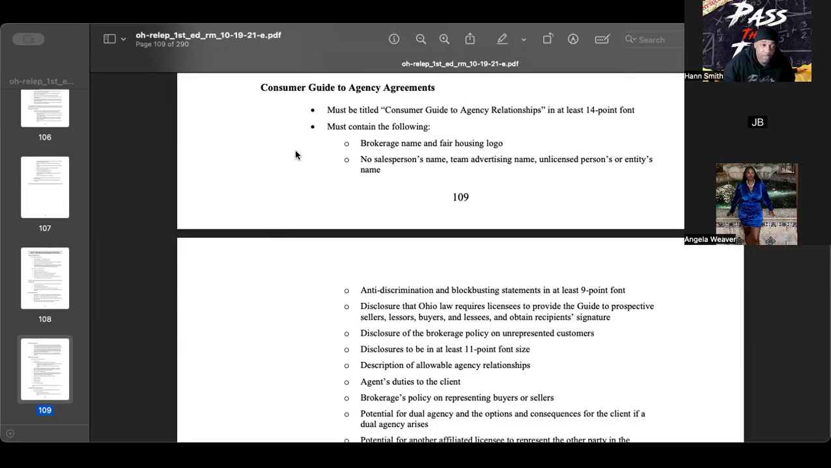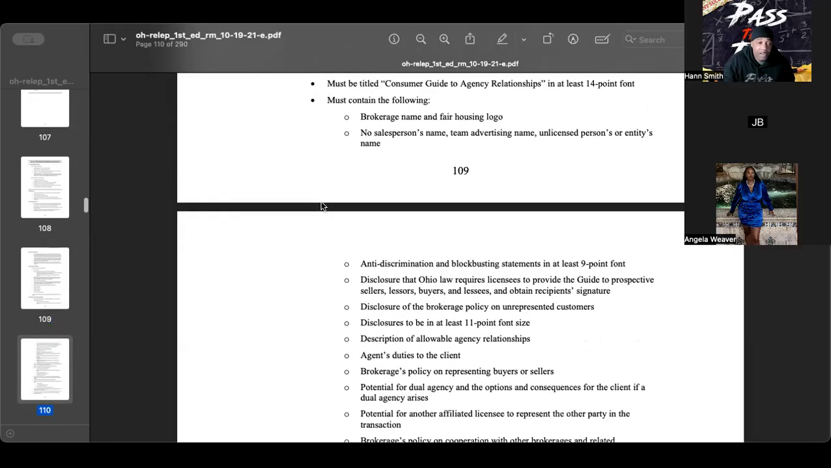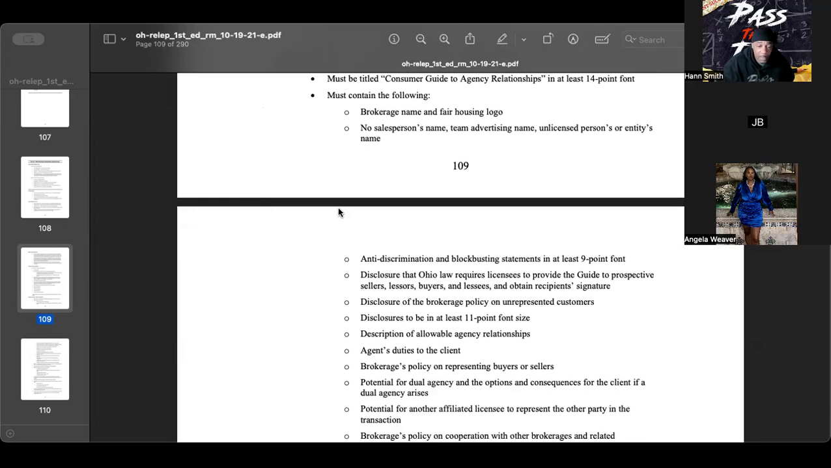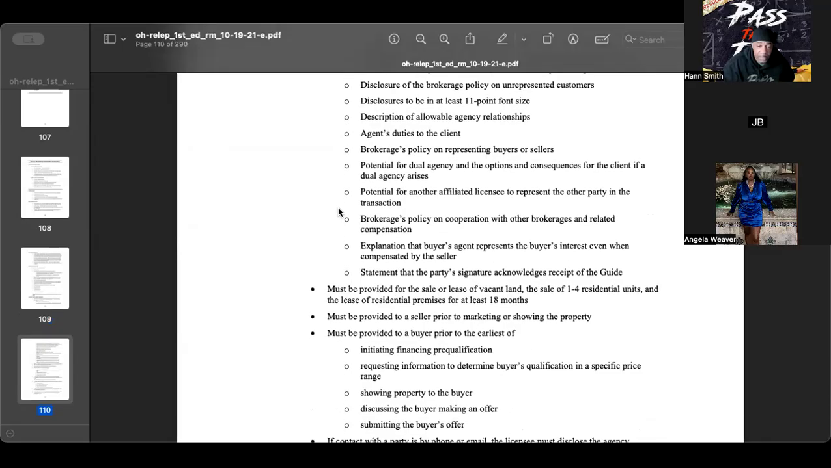And it's kind of hard for me to really get y'all to understand this section. So what I'm going to do is I'm going to bring up a Consumer Guide to Agency Relationship once we go over the state section. What that Consumer Guide to Agency Relationship is, is a required document that directly tells the buyer or the seller all the different types of agency relationships. All right. There's a lot of stuff in there.